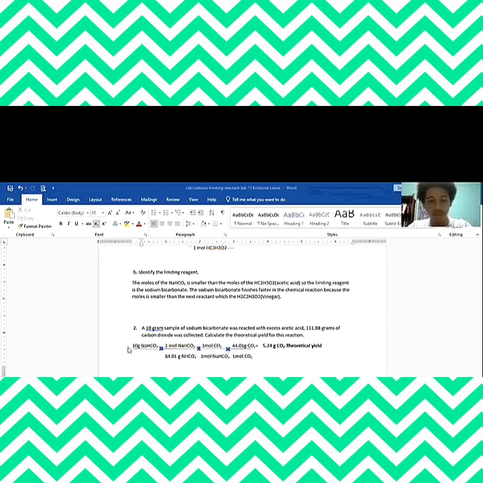So when you multiply across and divide, you get 5.24 grams of carbon dioxide for a theoretical yield. And that's it for the calculations.